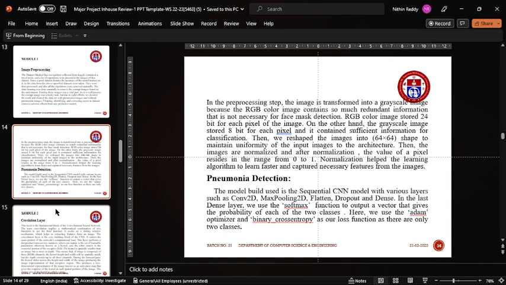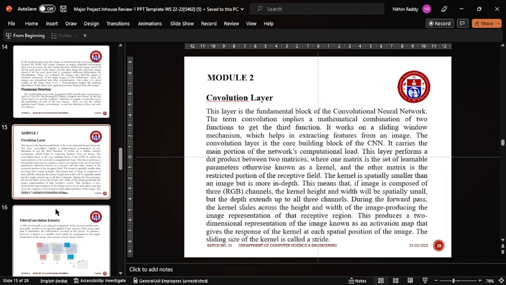Pneumonia detection. The model built is a sequential CNN model with various layers such as Conv2D, MaxPooling2D, Flatten, Dropout, and Dense. In the last dense layer, we use the softmax function to output a vector that gives the probability of each of the two classes. Here we use the Adam optimizer and binary cross entropy as our loss function, as there are only two classes.